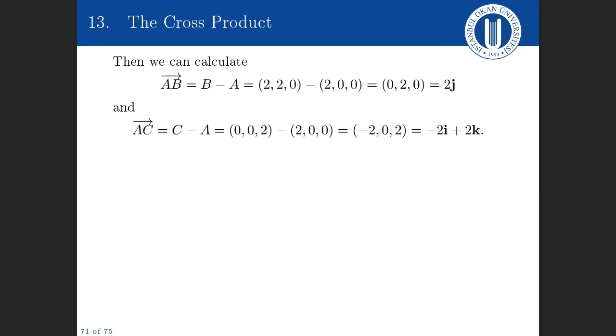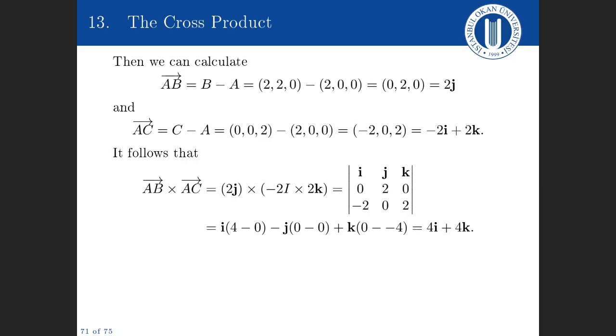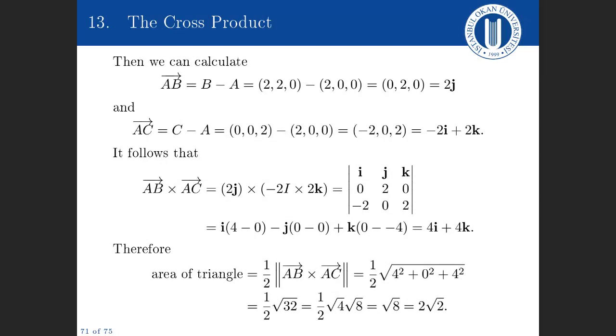So AB is going to be the vector 2j. AC is going to be the vector minus 2i plus 2k. We need to calculate AB cross AC. I leave it for you to check that we get 4i plus 4k. And then we need to put this into our formula. The area of the triangle is a half the norm of AB cross AC. And again, please check the details. Please check that we get 2 square root of 2.